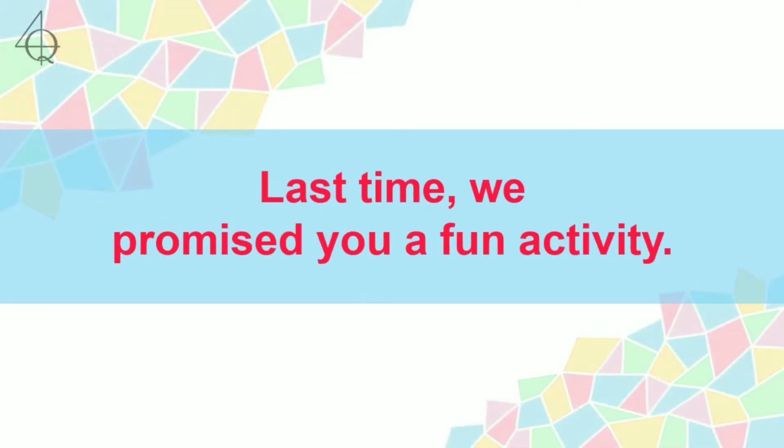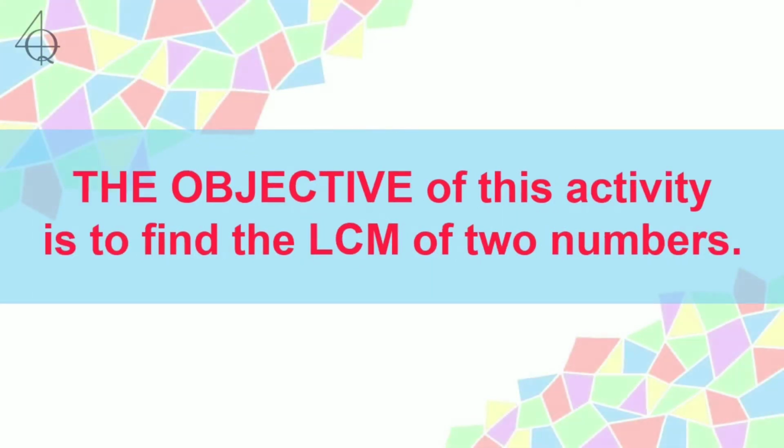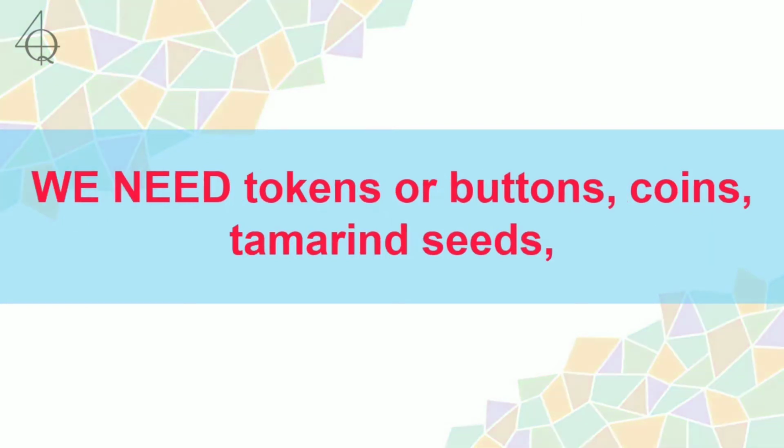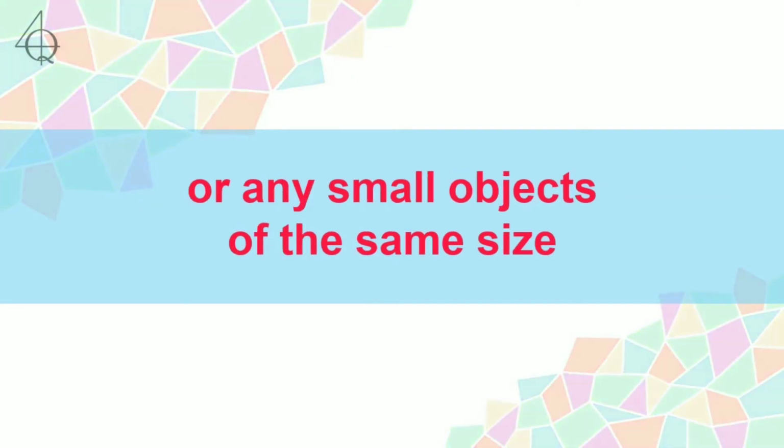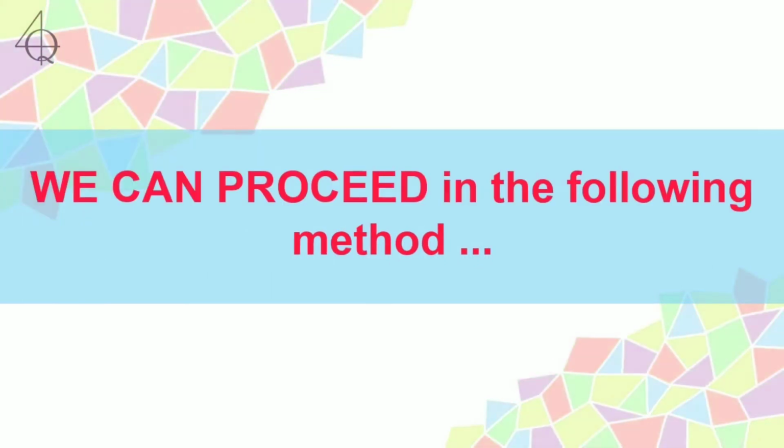Last time we promised you a fun activity. Let's get to it then, without any further delay. The objective of this activity is to find the LCM of two numbers. We need tokens or buttons, coins, tamarind seeds, or any small objects of the same size that you can find in your house. We can proceed in the following method.